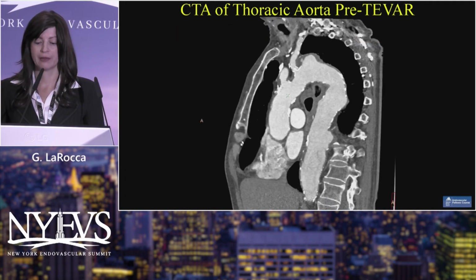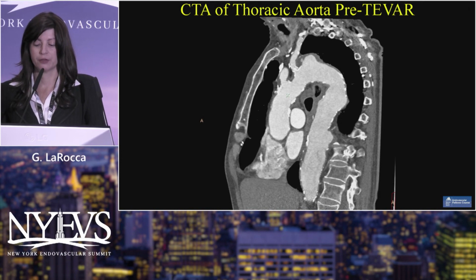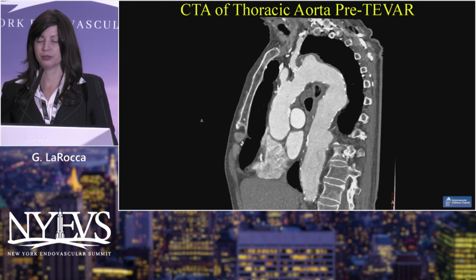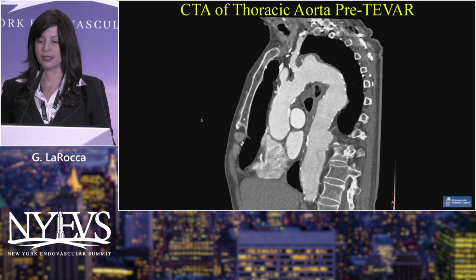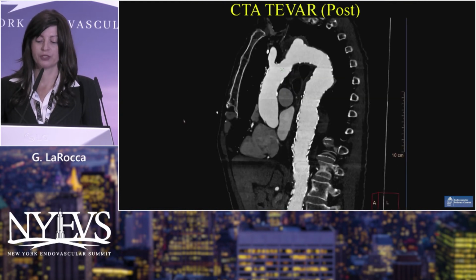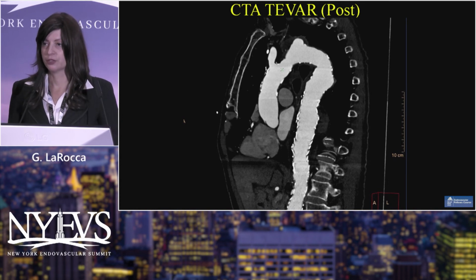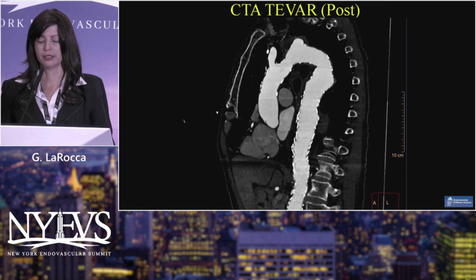So this is just an example of a patient that we had last week. You could see a dissection flap here in the lower descending thoracic aorta, as well as multiple areas of aneurysm and calcification, kind of a ratty thoracic aorta. And then immediately post-TEVAR, we see a month later some interesting remodeling of the aorta and stabilization of that dissection flap.